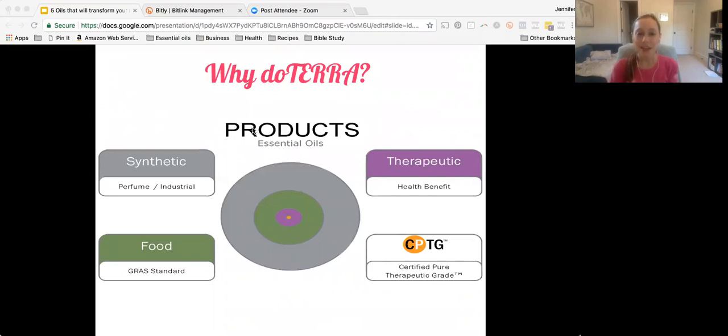So from there is food grade. So food grade is just your simple flavoring extracts, peppermint extract and things like that. So it's simple flavoring that you might find in food. I often think of a dark chocolate peppermint bar. That peppermint oil in it is simply for flavoring, not really providing you any therapeutic benefit.